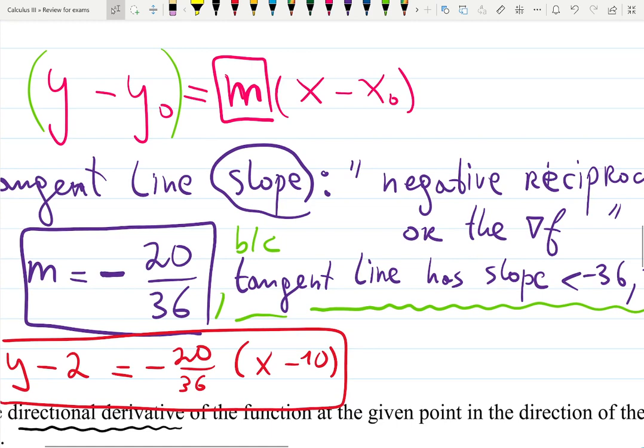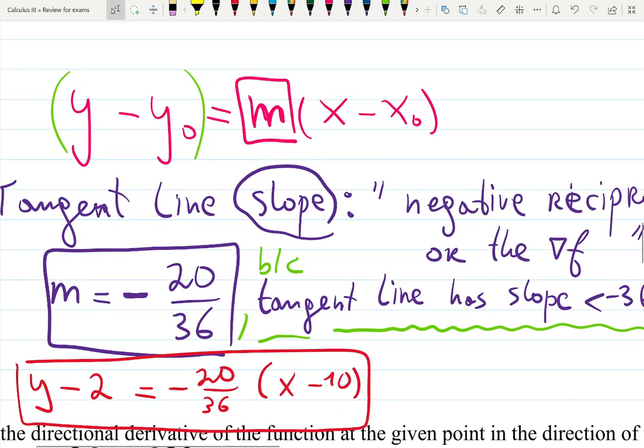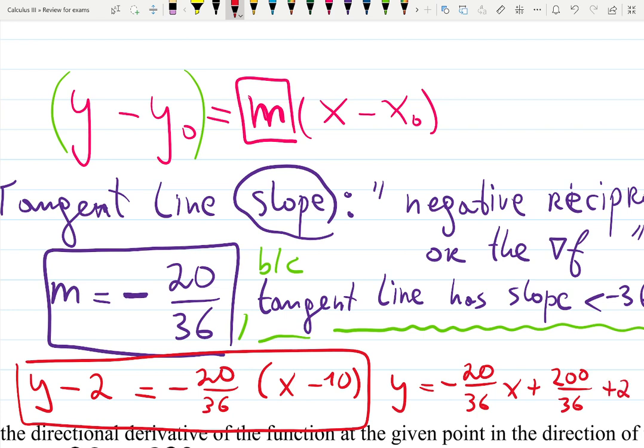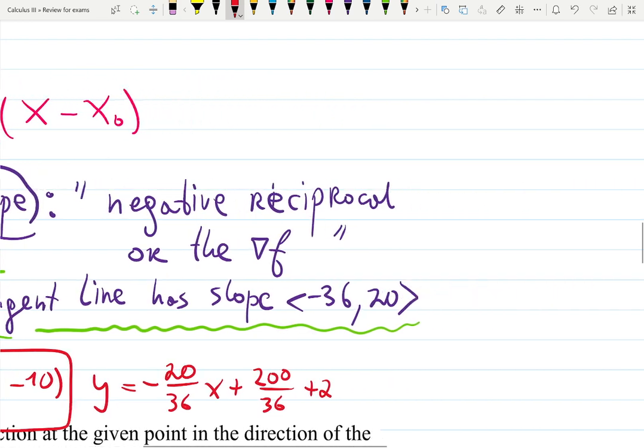And let me simplify. Y equals minus 20 over 36x plus 200 over 36 and plus 2. Create the common denominator. Simplify. And you will get this.